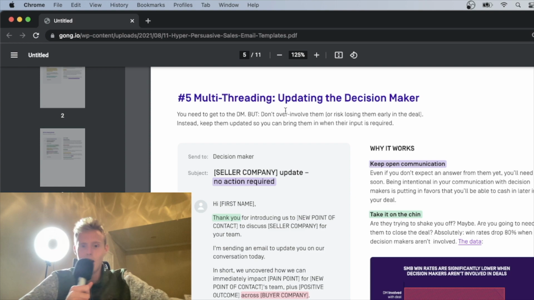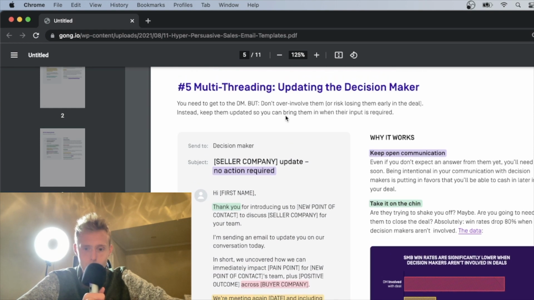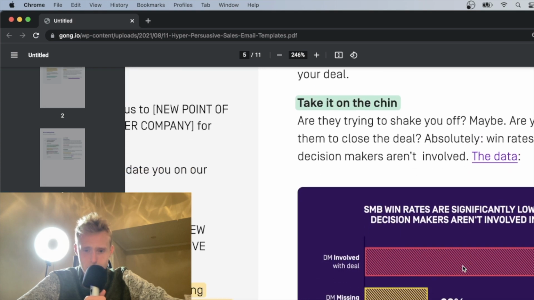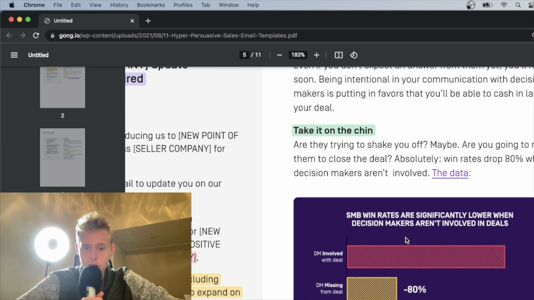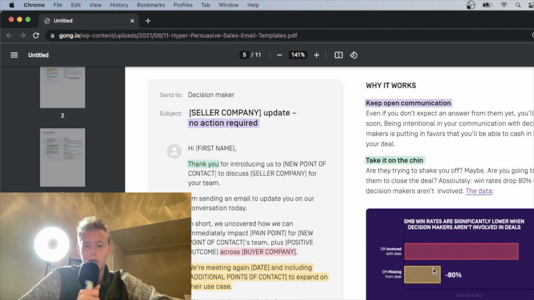If you're meeting with someone who's not the decision maker, you need to get clarity to the decision maker. And I think that this is a really interesting way. And they have a graph here. So small, medium business win rates are significantly lower when decision makers aren't involved in deals. So look at this, guys. The numbers speak for themselves.